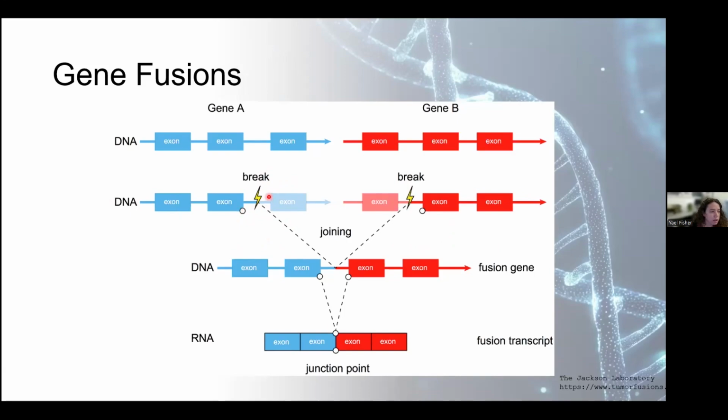So if we look at the DNA, we have two breaks, one in gene A and one in gene B, and these are joined together to create a new fusion gene starting with exons from gene A and ending with exons from gene B. This gene undergoes transcription and splicing and turns into a mature messenger RNA that contains exons from both genes, starting with gene A and ending with gene B, and this would be translated into a protein that has parts of each gene.